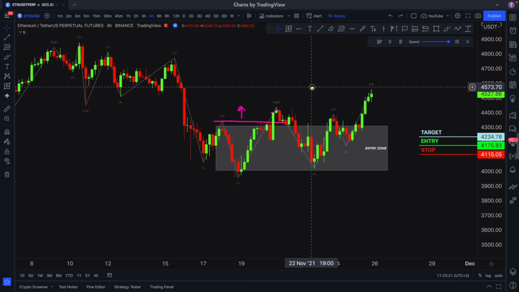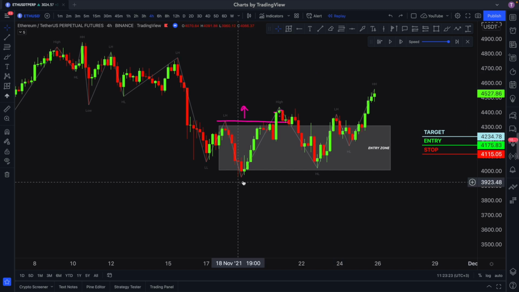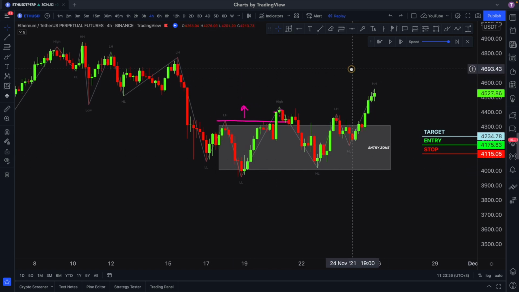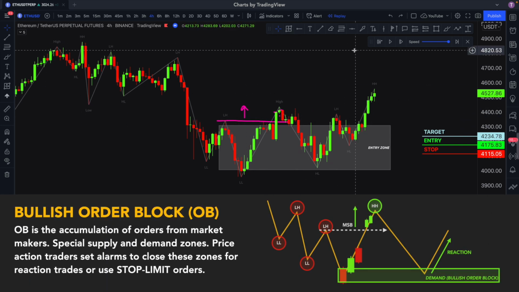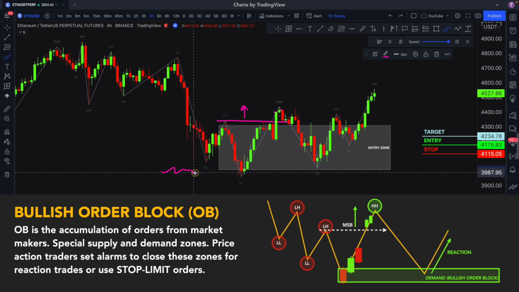Let's make a small entry to order blocks. I'll be shooting entire videos about order blocks and sniper trading examples in the future. What is an order block? It's so simple. It's just an accumulation of orders from market makers, special supply and demand zones.